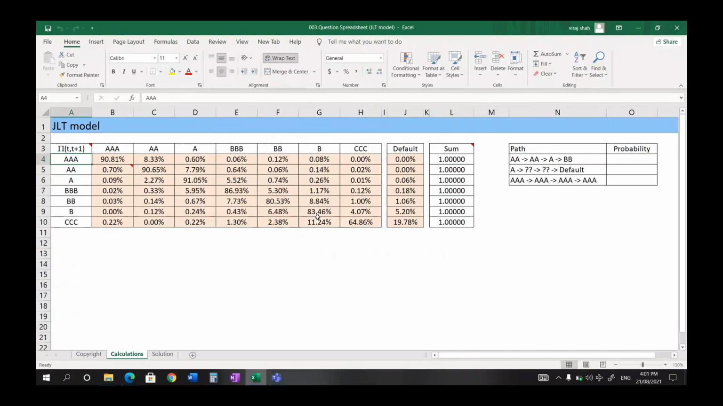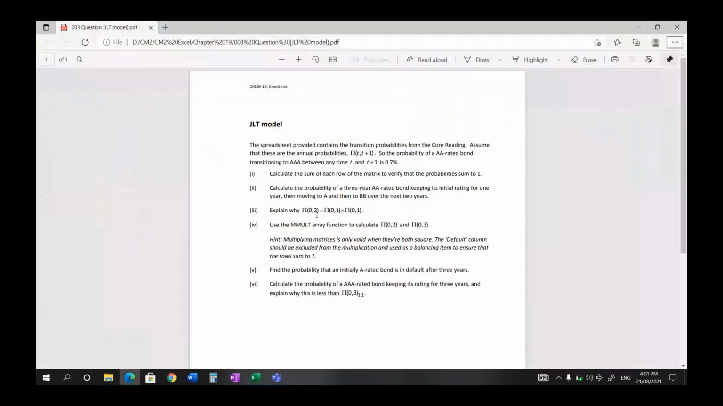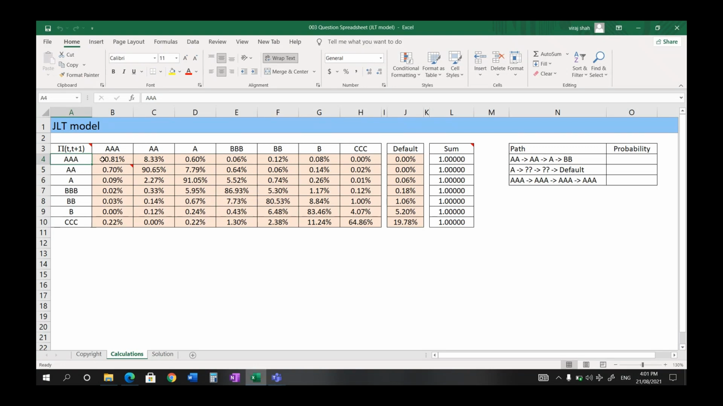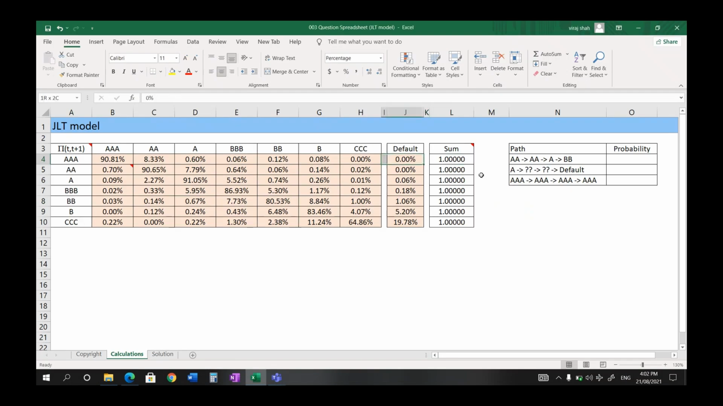Okay. So basically, let's start reading the question now. The spreadsheet provides the transition probabilities. So this is the transition probabilities which we have been given. How can you see it's a transition probability? The sum is equal to 1. The sum of all these values equals 1. Calculate the sum of each row of the matrix to verify that the probability is equal to 1. So that's just the sum, which they have already done. So this is perfect.